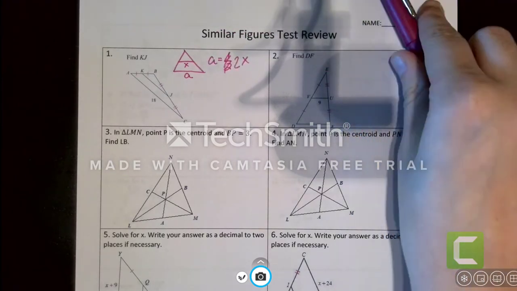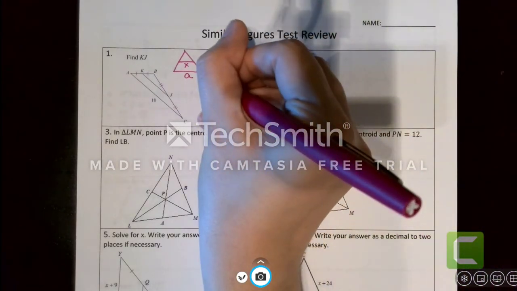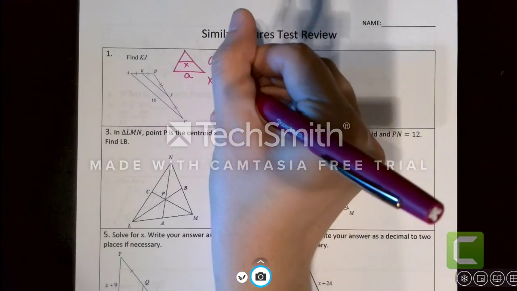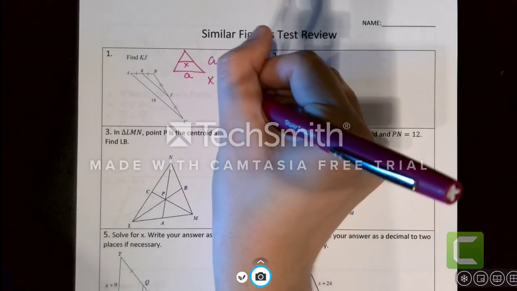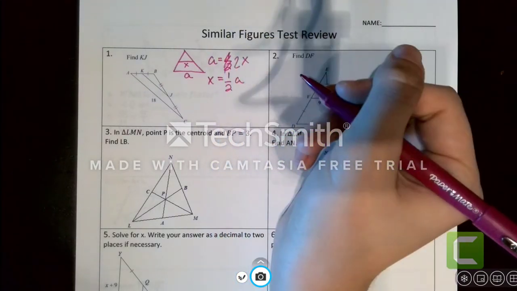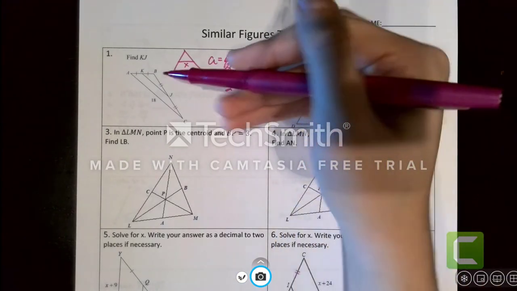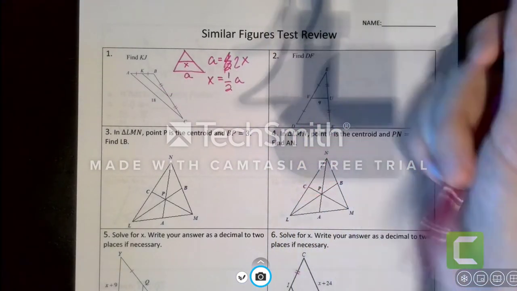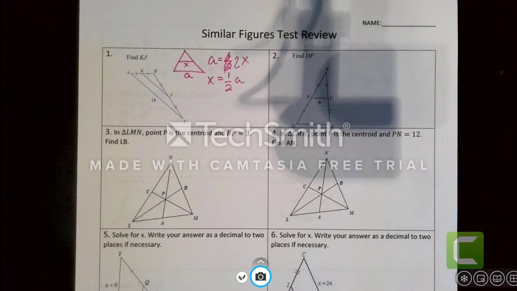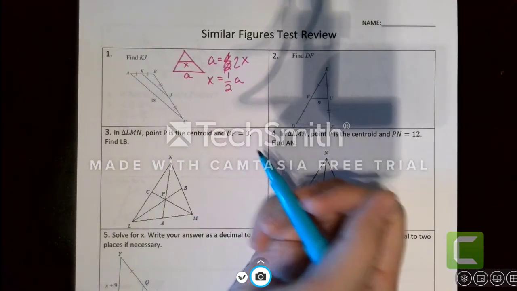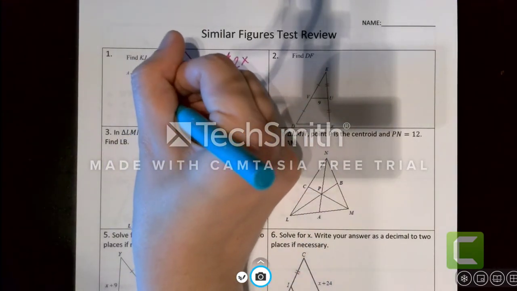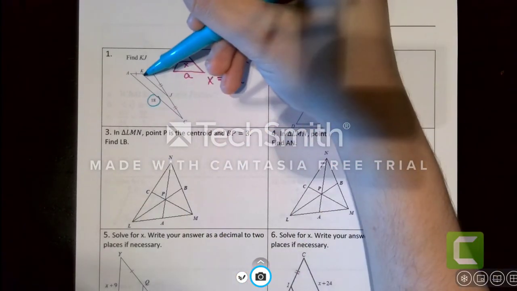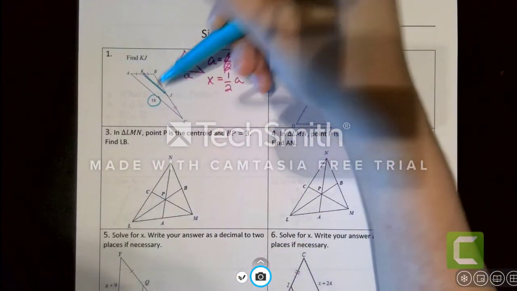So if I wanted the reverse to happen and find out what x equals, that means I have to take half of the value A. These are my two formulas when we're working with triangles with mid-segments. So take a look at number 1. In number 1, we're given the large value of 18, and we're told to find the length of KJ.